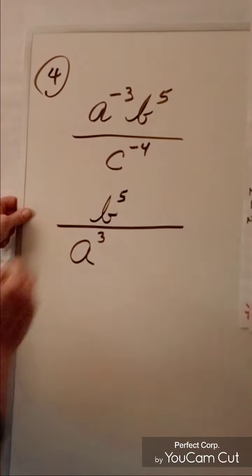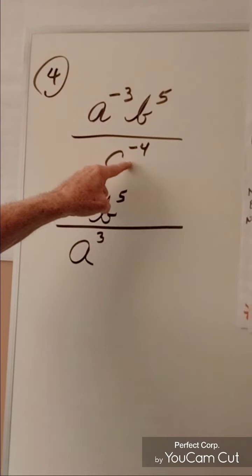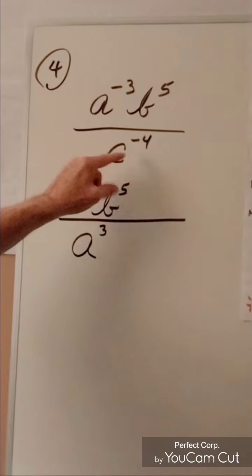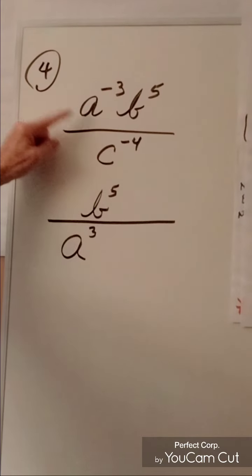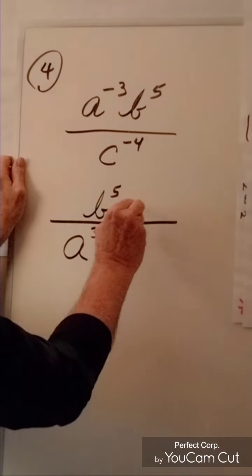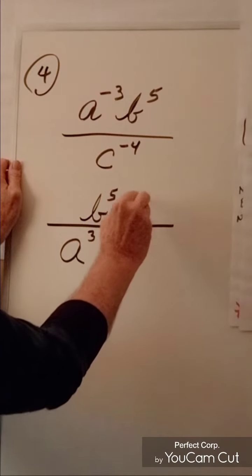Let's go down here, the C to the 4th. It can't stay on the bottom. It's going to have to move up to the numerator. Switch that base to the other side. Change it to a positive 4.